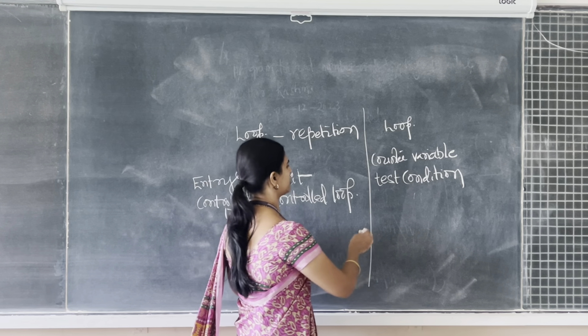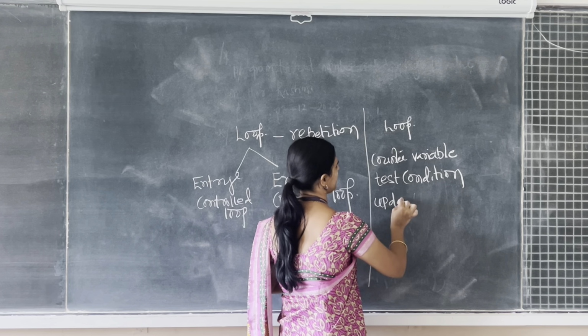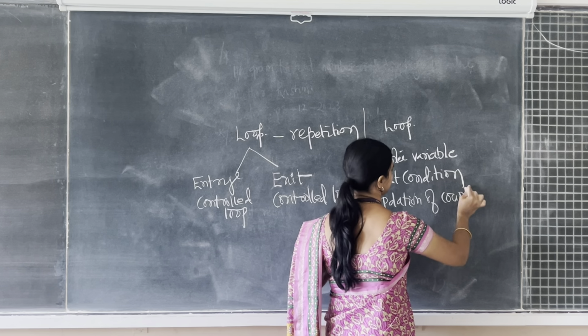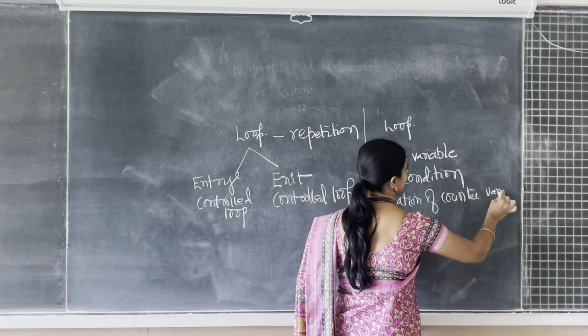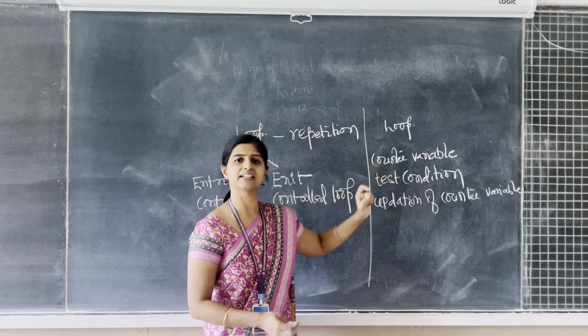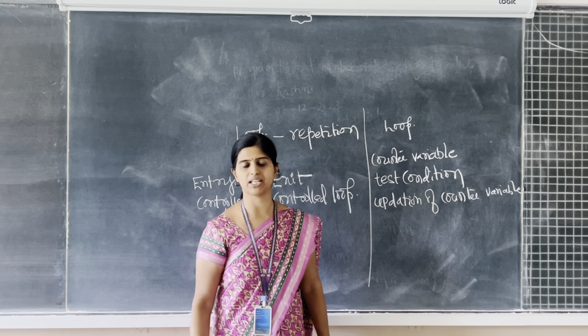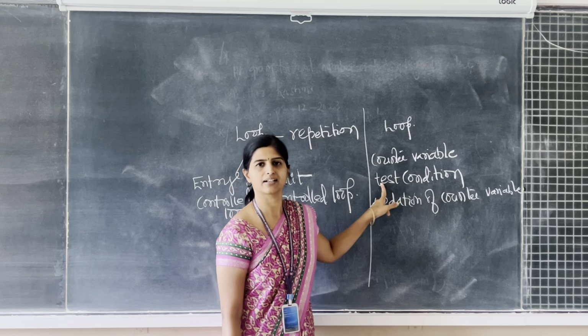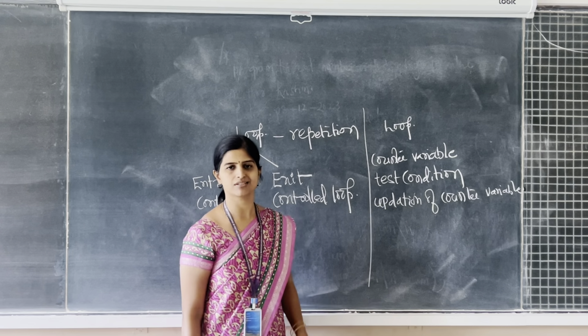Next, I have something called updation of the counter variable. Every time the repetition is happening, I need to update it. Either I need to increase the value of a counter variable or decrease the value of a counter variable based on the test condition that I am writing in my looping statement.